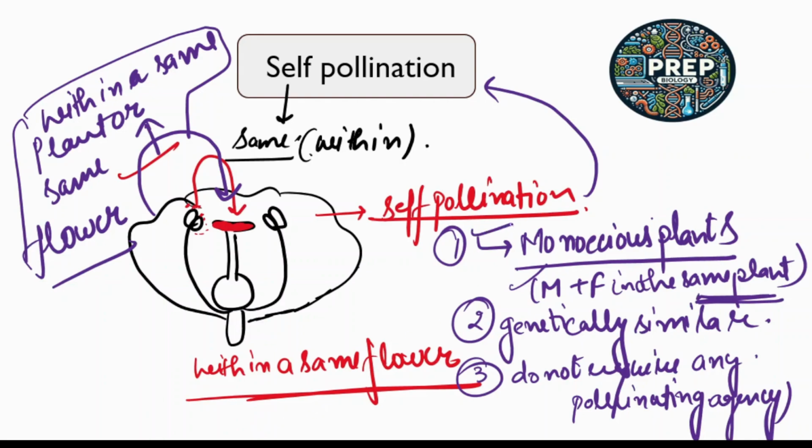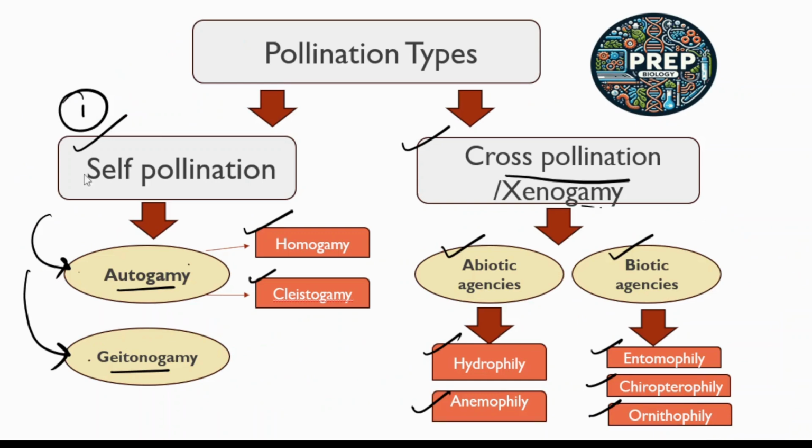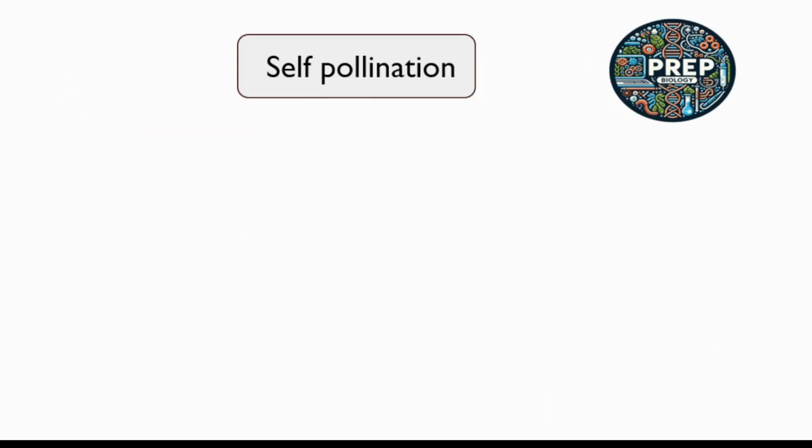So these all are the features which are required for self-pollination. I hope this term is clear to you all. Now if we see this chart, self-pollination is further divided into autogamy and geitonogamy. Let us discuss it. First is autogamy.